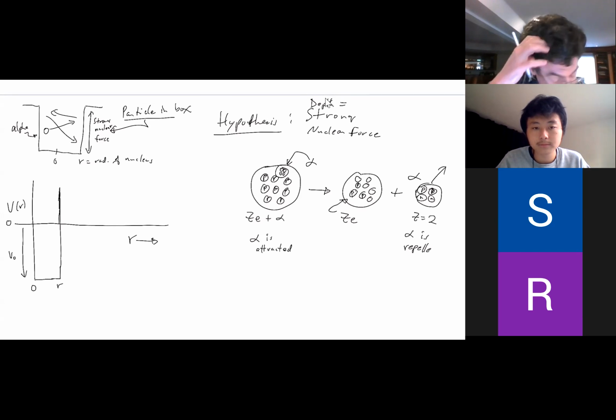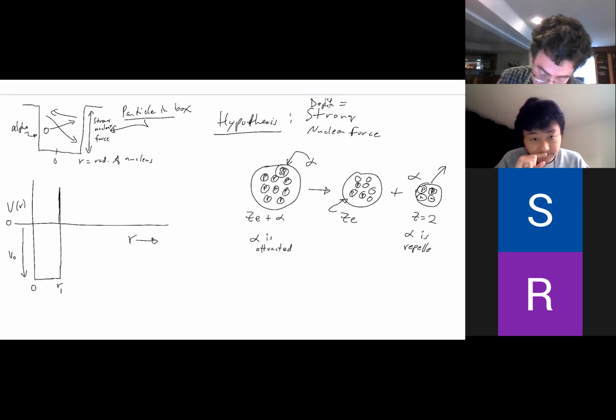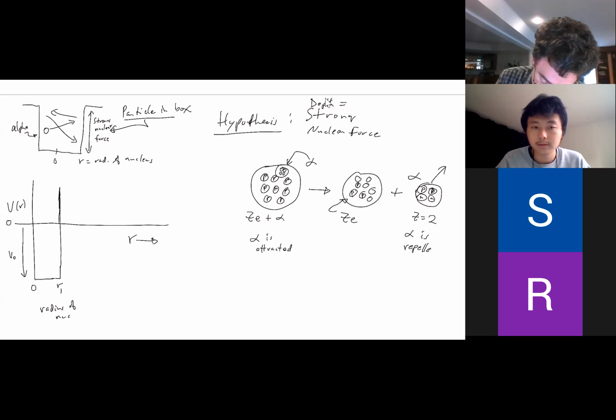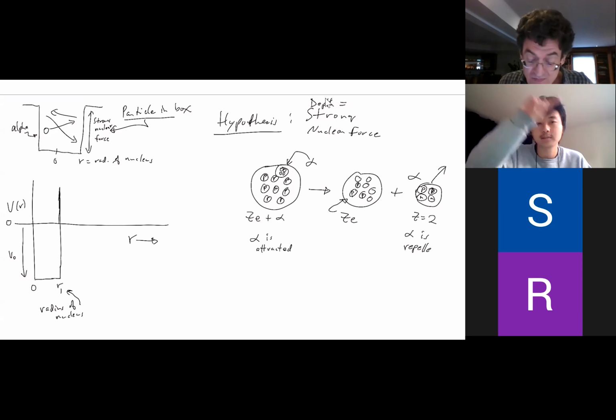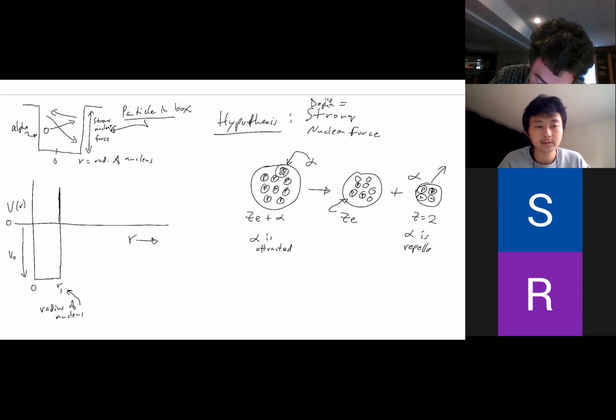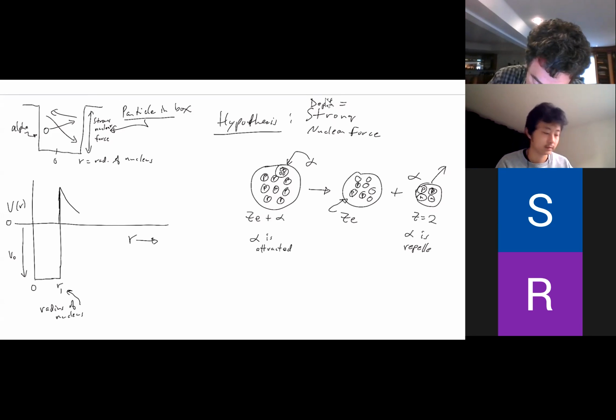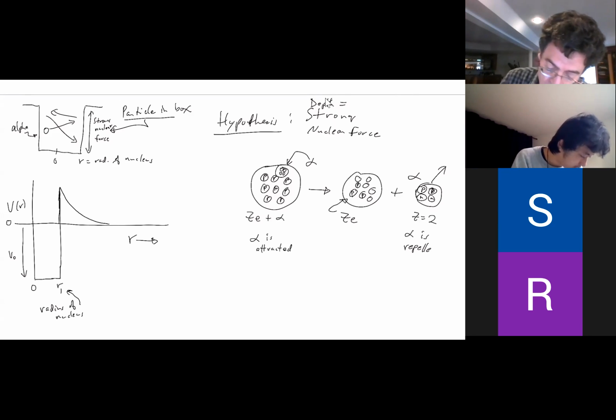And I'll call this R1. So this is the radius of the nucleus. And what is the force once I get out? What is the shape of it, the potential? It's like Coulombic. Exactly, it's Coulombic. 1 over R.